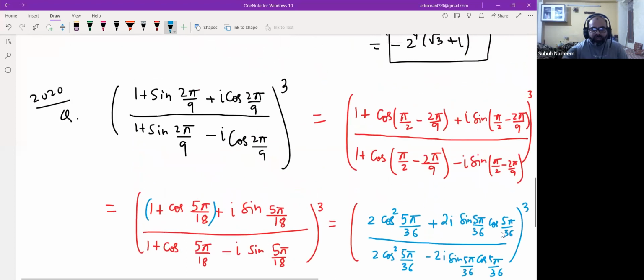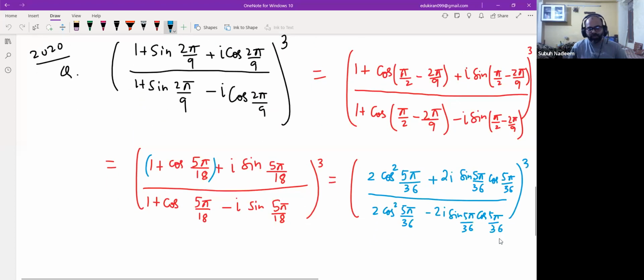Now, first write till here, because we could not have applied the formula in 1 plus sine 2 theta. Okay, there is a formula for 1 plus cos 2 theta.